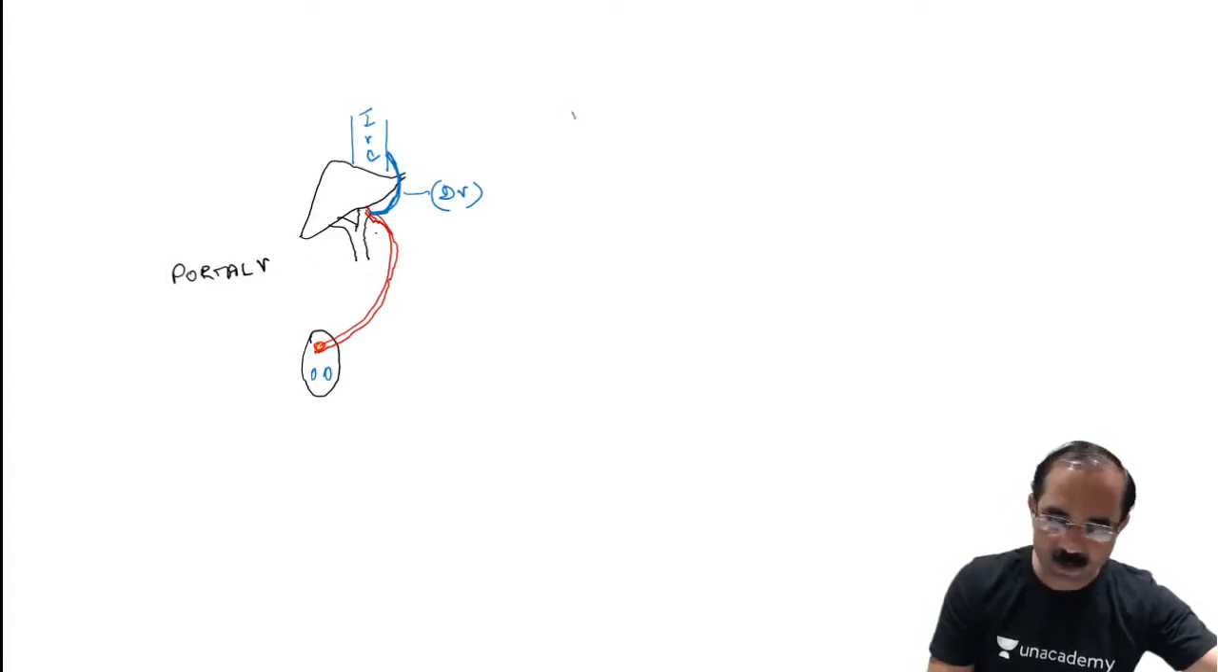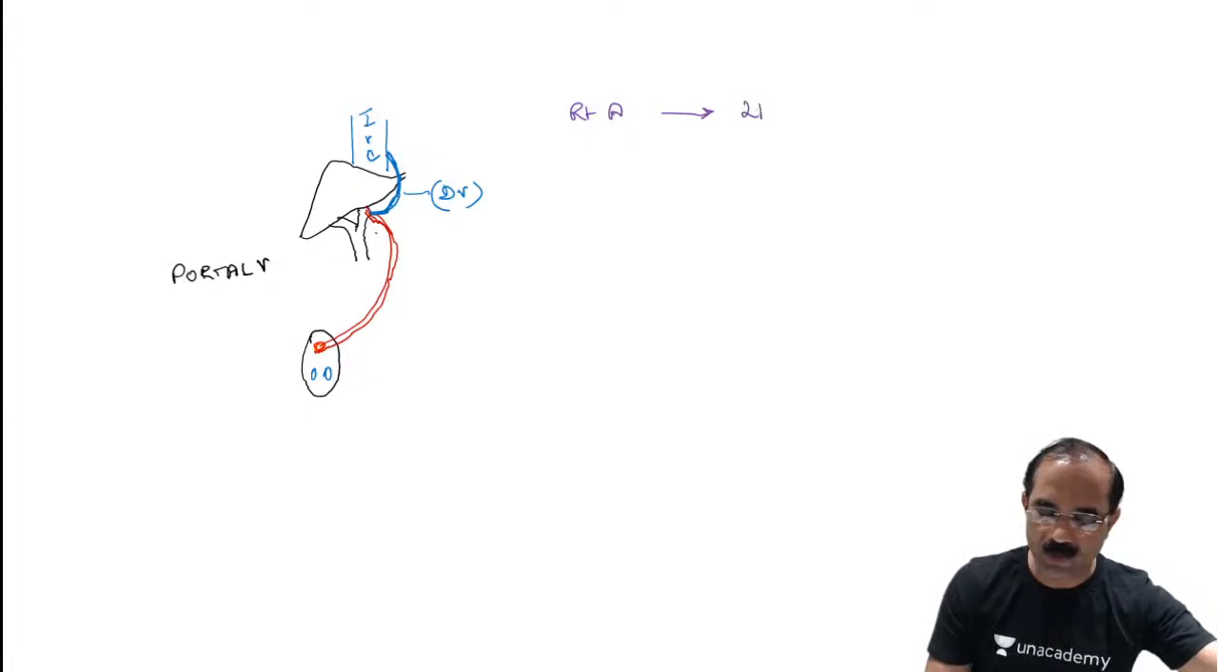From the IVC, the blood comes to the right atrium. From the right atrium, the blood goes to the left atrium.